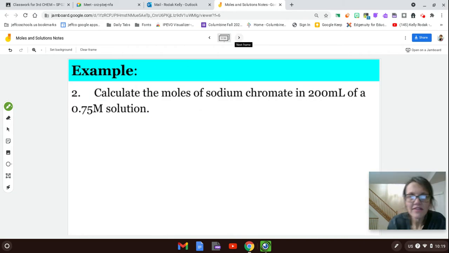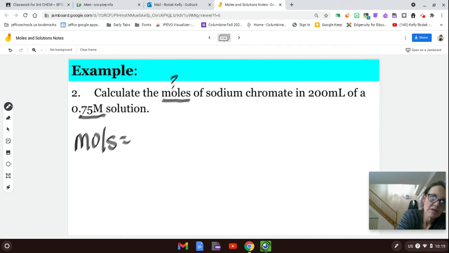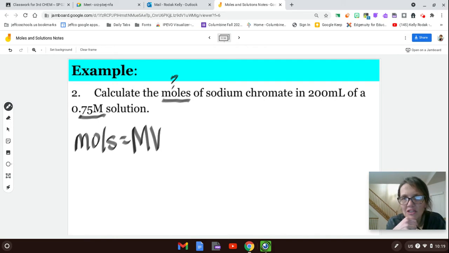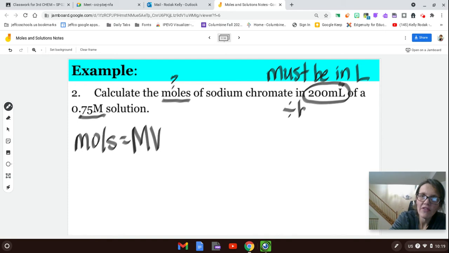This one says calculate the moles. So again, here I want to use a different color. We want to know moles. So anytime we want to know moles and we have molarity, we're going to use that equation that moles is equal to the molarity times the volume. And it says calculate the moles of sodium chromate in 200 milliliters of a 0.75 molar solution. So for the volume, it's given to us in milliliters. Remember that it must be in liters, just like we had to do for the gases. So what I'm going to do is divide by 1,000.